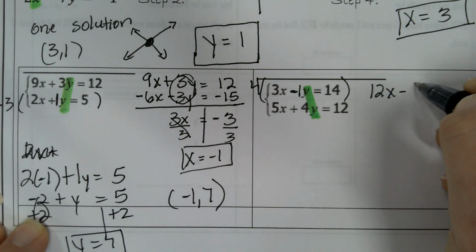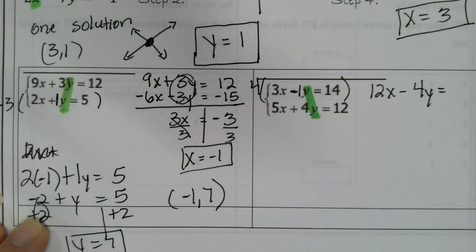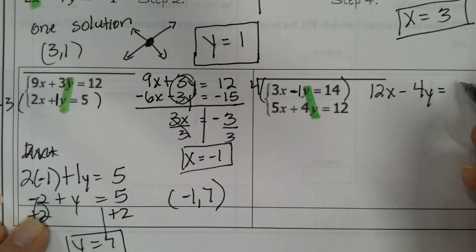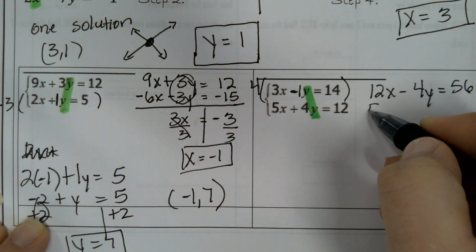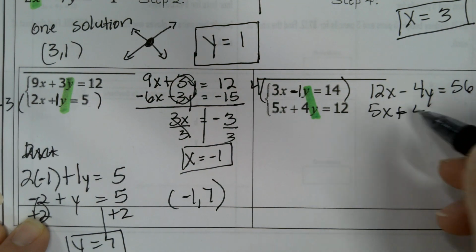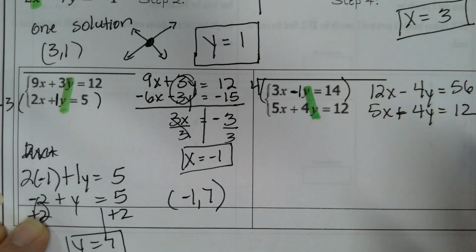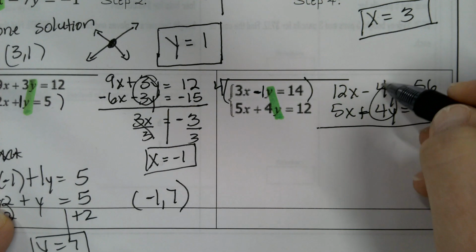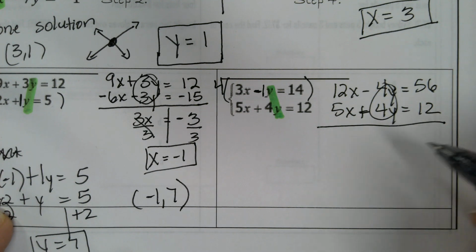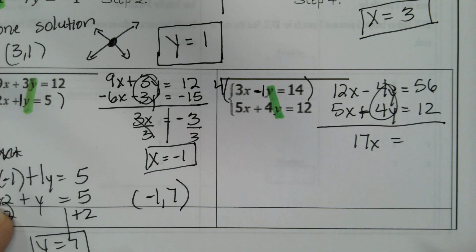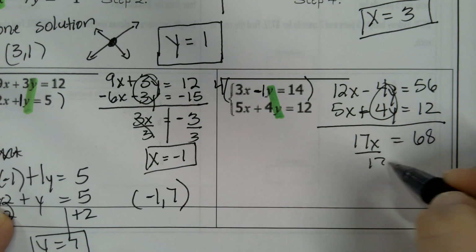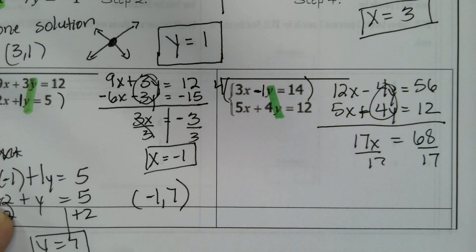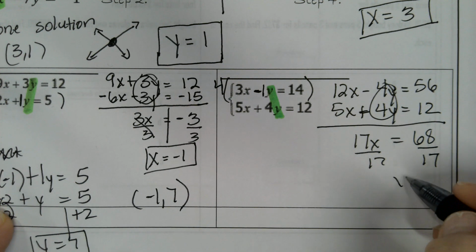12x minus 4y equals 14 times 4, 56. And then the second equation is going to stay exactly how it is. And then we're going to add them together. So this will eliminate my y's. I've got 17x now equals 68. Divide by 17. And x is going to be 4.